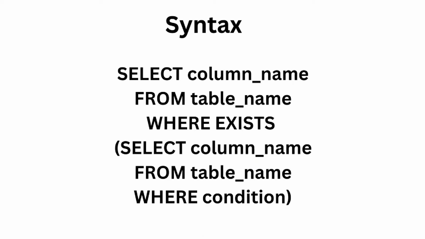We say SELECT some column name FROM some table name WHERE EXISTS and then the actual subquery. So SELECT column name FROM table name WHERE we have some sort of condition. And then that's going to return true or false depending on whether or not there were any rows returned. So subqueries and EXISTS are really best learned through example. So let's go ahead and jump to pgAdmin and work through some examples of using a subquery as well as the EXISTS function within pgAdmin.